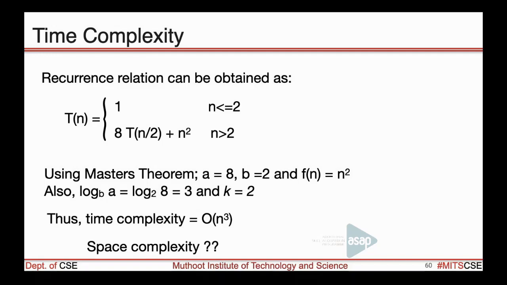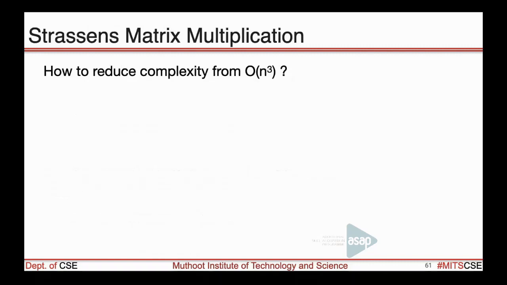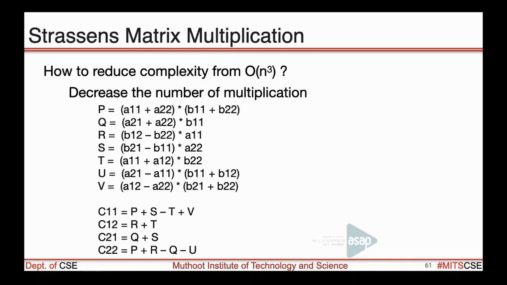So Strassen was a scientist who actually thought of how to reduce the complexity from order of n cube. And he came up with an interesting proposal for reducing the complexity. How to reduce the complexity? By reducing the number of multiplications. He came up with a solution like this. If you can find P, Q, R, S, T, U, V, then you can find the terms C11, C12, C21, and C22 using these particular formulas.